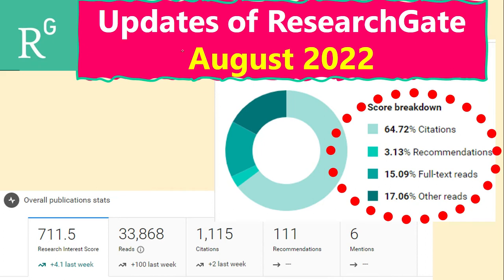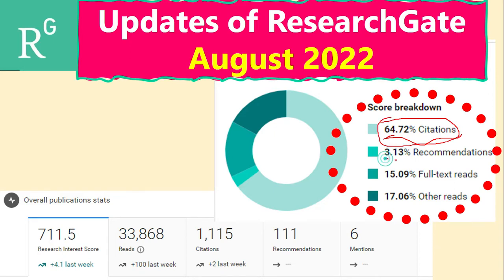In this video, I'm going to talk about updates on ResearchGate. Recently, ResearchGate has updated its website, and now the ResearchGate score is different than before. If you look into this score breakdown, it now focuses basically on citations. Previously, it was focusing on the publications. So now it is more inclined toward research because citations matter a lot.